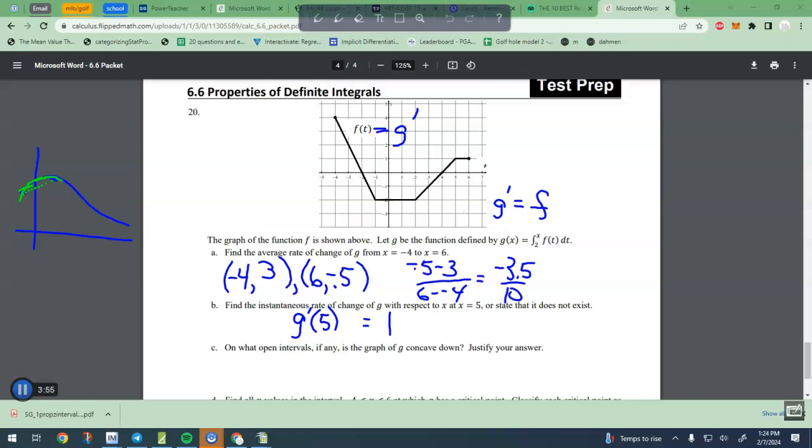Part C, where is g concave down? So g is concave down if g double prime is negative. Well, I have g prime. So how do I get graphically? How do I go from g prime to g double prime? Derivative. So take the slope. So I want to know where the slope is negative. So I'm going right here. So from -4 to -1, g prime has a negative slope, which means g prime has a negative derivative, which means g double prime is negative, which means concave down. So that'd be -4 to -1. Is that part okay?